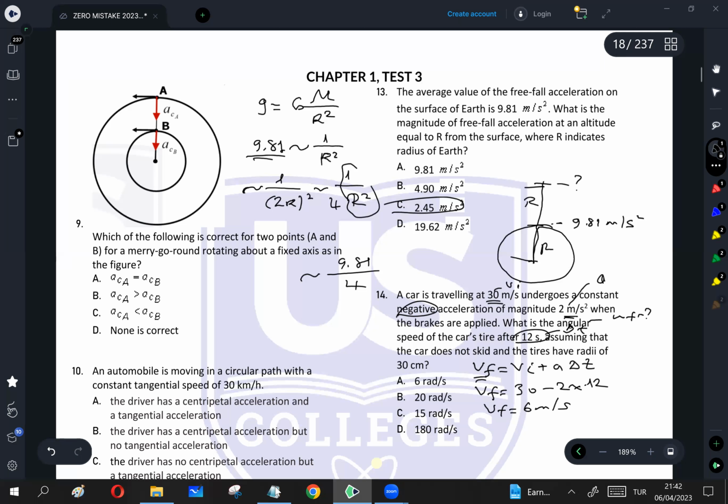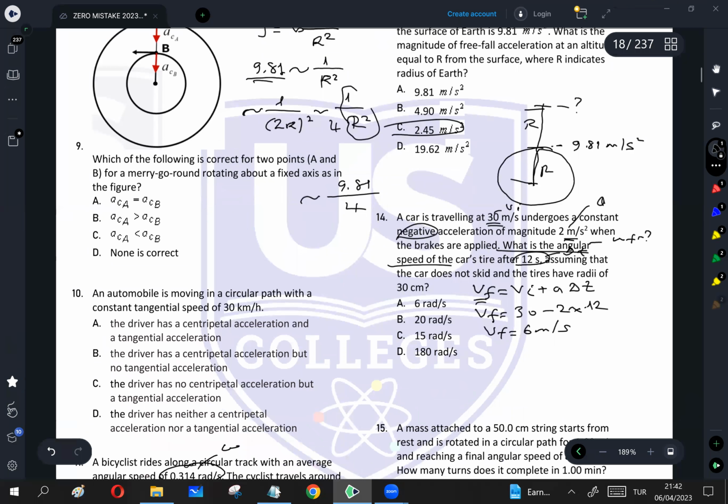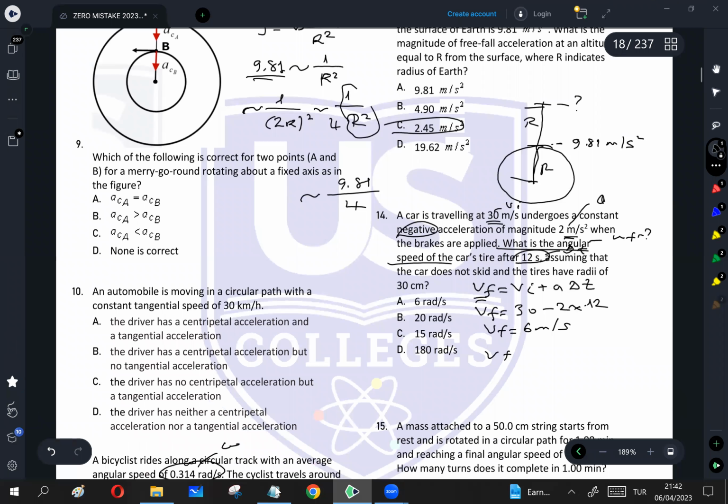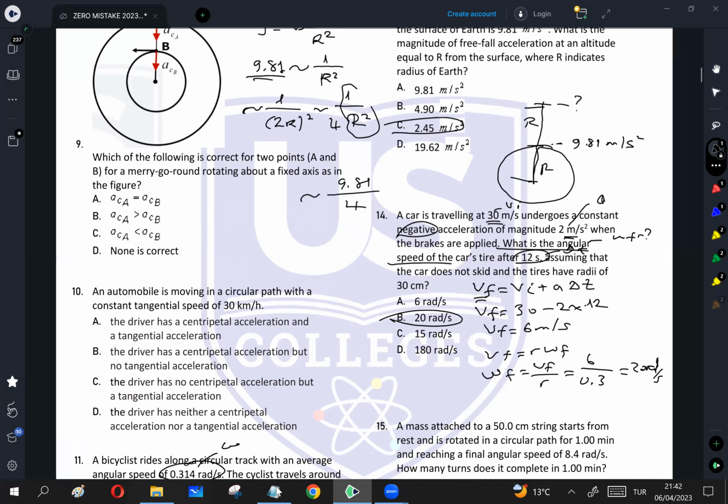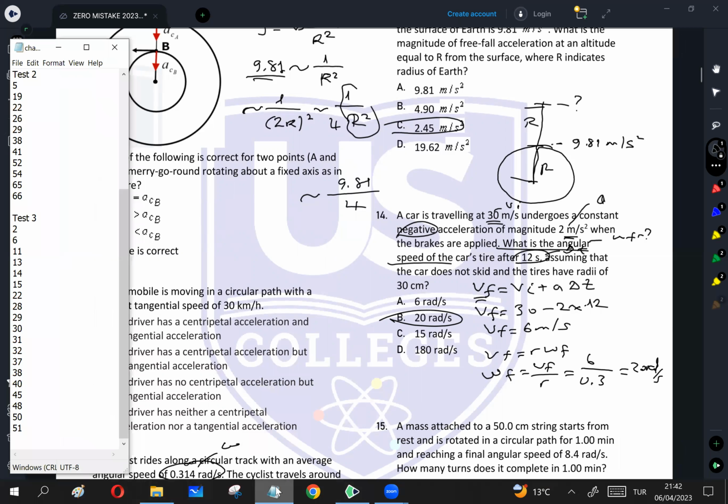Then, because the question is asking for angular speed for a rolling object, we know that v final is equal to r times omega final. Omega final is equal to v final divided by r. v final is 6, r is 30 centimeters, 0.3, which gives 20 radian per second. You can also go this way, calculating omega final. After 14, 15.